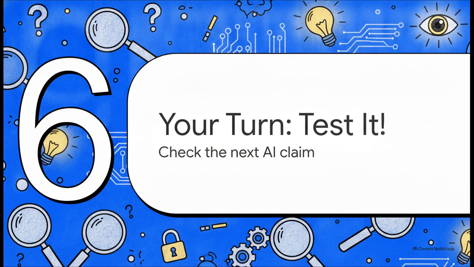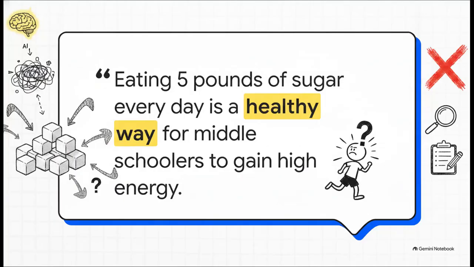Section 6. Your turn. Test it. Check the next AI claim. Okay, here's your challenge for a quick transfer task. It's your turn to be the detective. Imagine you're doing a health project and an AI finds some weird pattern online associating sugar with energy. It outputs this dangerously inaccurate health advice. Eating 5 pounds of sugar every day is a healthy way for middle schoolers to gain high energy.